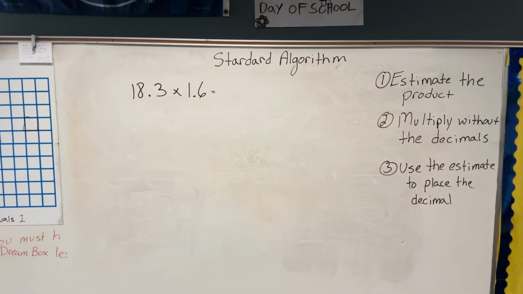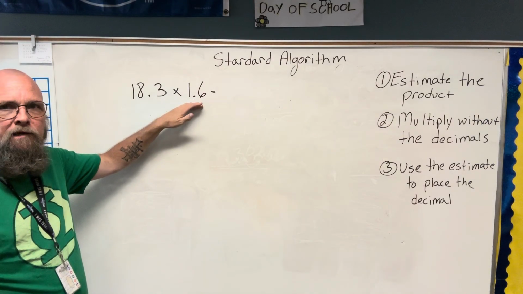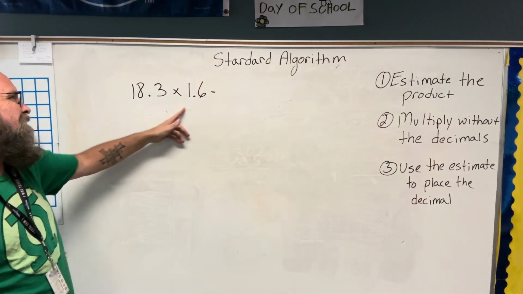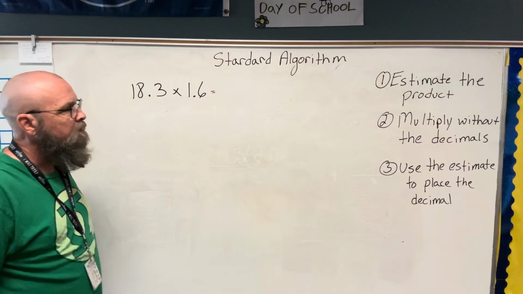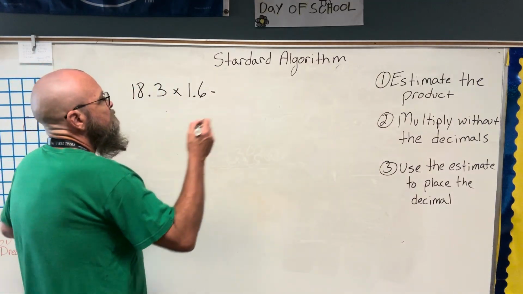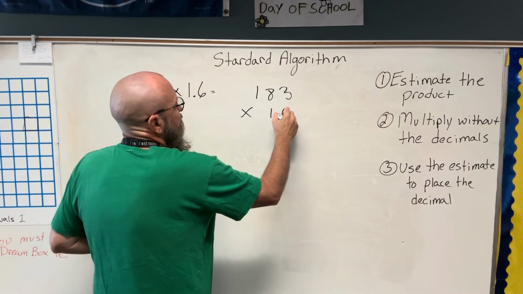Find the product of 18 and 3/10 and 1 and 6/10. If I estimate, I have 18 times 1, so my answer is going to be somewhere near 18. I can make it 18 times 2 is 36, so my answer is between 18 and 36. We estimated, now we multiply without the decimals, so I have 183 times 16.